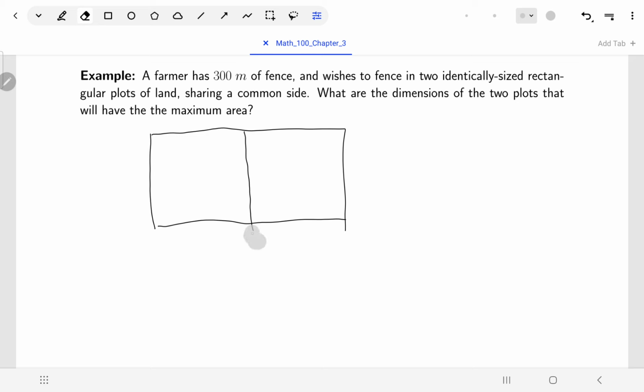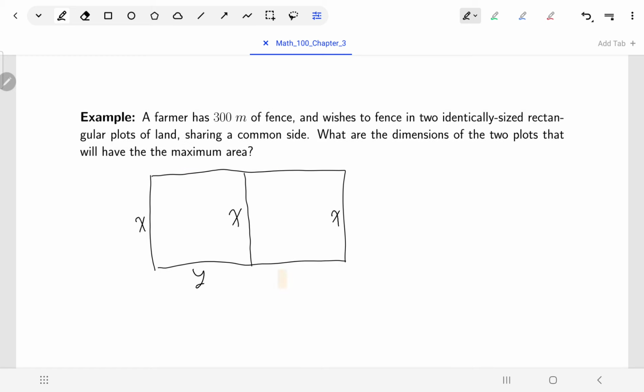So if I wanted to start labeling things with variables, I could say the x's are the common sides and the y's are the horizontal sides, or whatever disposition of variables and letters you feel like choosing. I'm using x's and y's here. Maybe you could choose a's and b's, or lengths and widths even. So how about I do that? I'll go for lengths and widths. There we go.